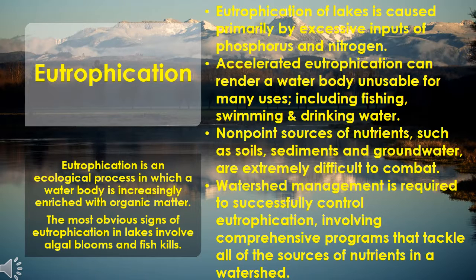I'm also going to speak briefly about eutrophication, which is an ecological process in which a water body is increasingly enriched with organic matter. The most obvious signs of this in lakes involve algal blooms and fish kills. This is caused primarily by excessive inputs of phosphorus and nitrogen. Accelerated eutrophication can render a water body unusable for many uses, including fishing, swimming, and drinking water. Non-point sources of nutrients such as soil, sediments, and groundwater are extremely difficult to combat, and watershed management is required to successfully control eutrophication, involving comprehensive programs that tackle all the sources of nutrients in the entire watershed.